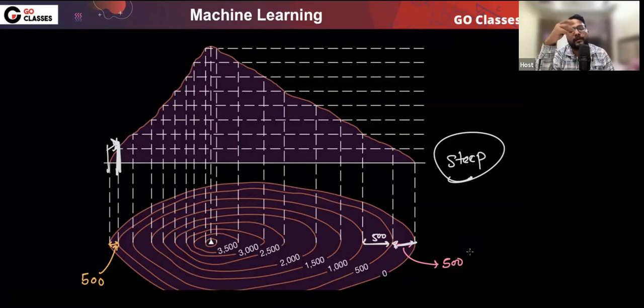ठीक है, कहीं पे 500 के गैप पे बनाया, कहीं पे 2000 गैप लिया, it's not good. Okay, so let's just keep them equally spaced.